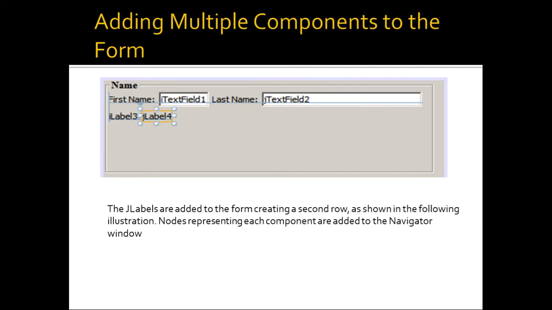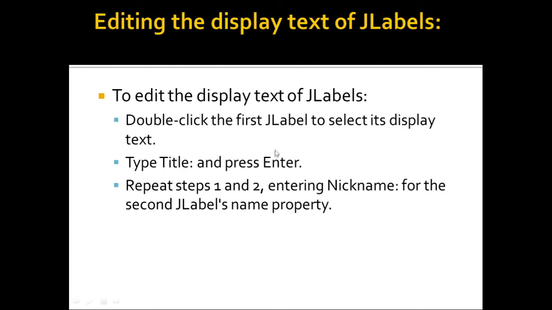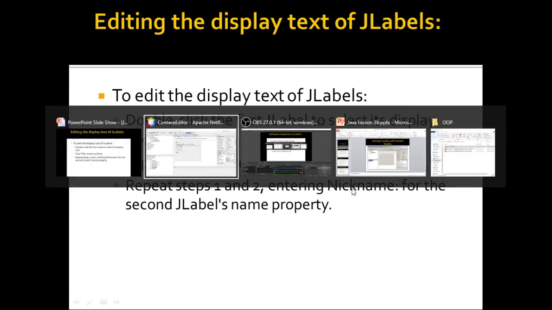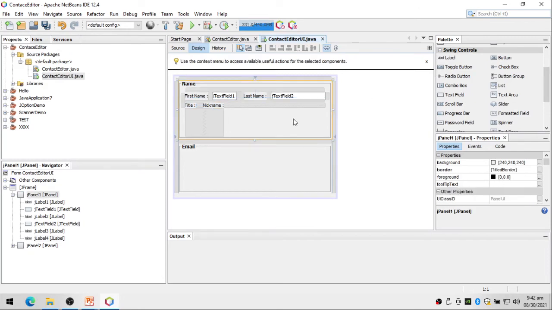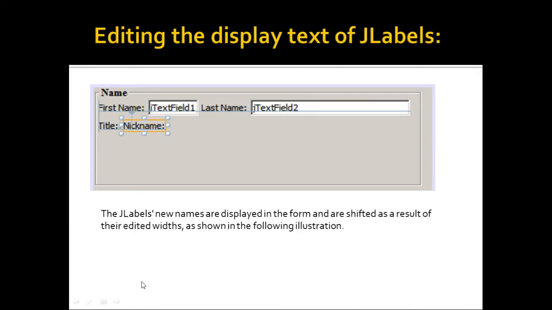to the Navigator window. So to edit the display text of the JLabels, we double click the first JLabel and then we type title, press enter key. Repeat steps 1 and 2, entering nickname for the second JLabel's name property. So we have title and nickname. Click title, enter, double click, nickname, enter. So that's it. So the JLabels' new names are displayed in the form and are shifted as a result of their edited width, as shown in the following illustration.